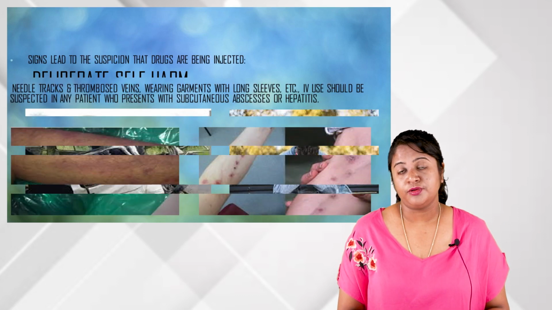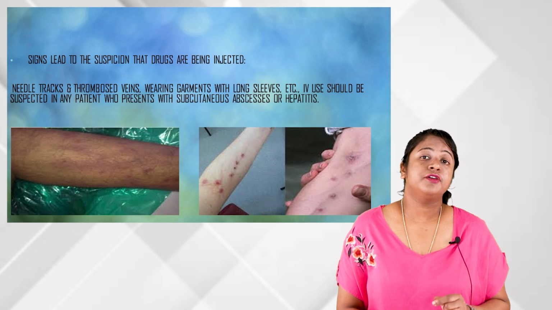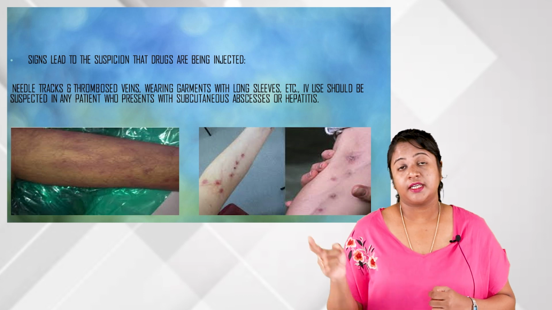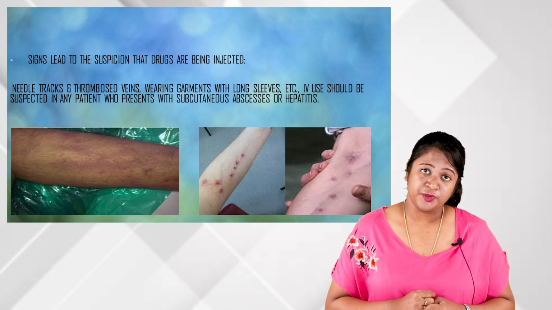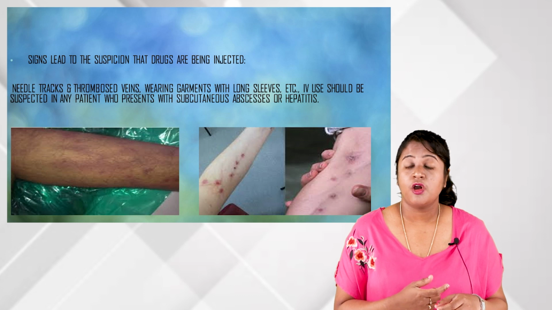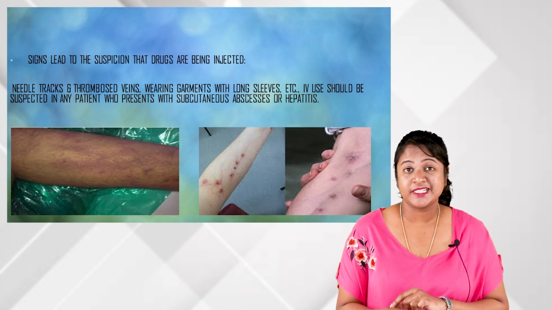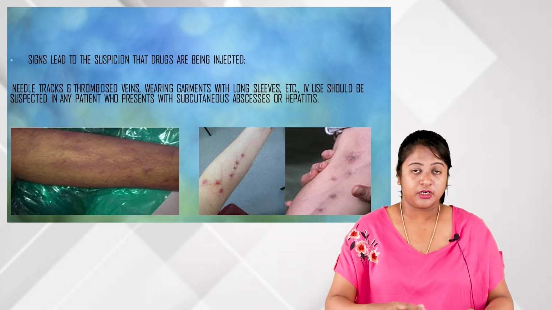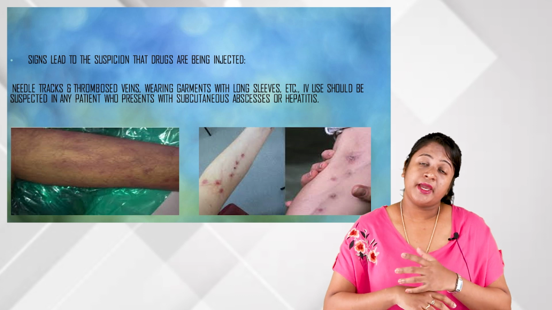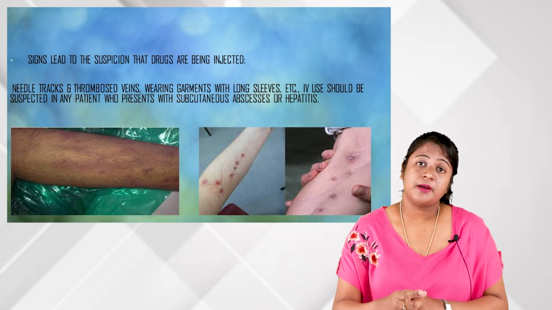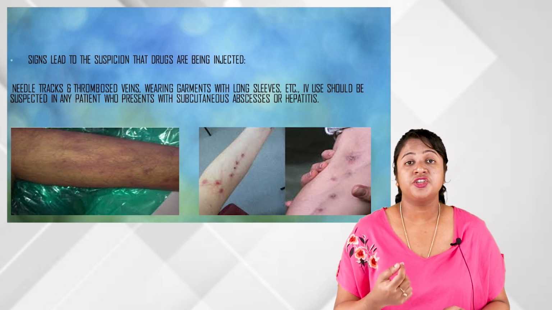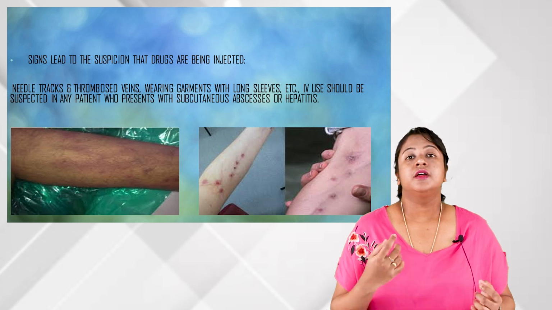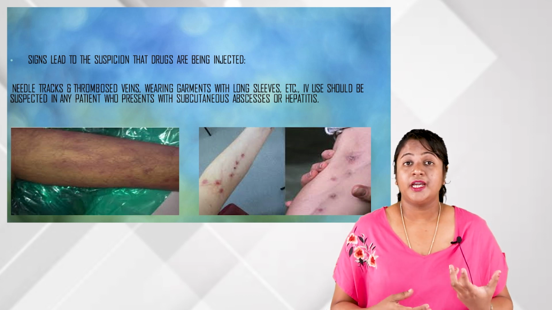So how would you find out? You're going to look out for signs which can make you suspicious that he is having other drug abuses, like needle tracks or any kind of thrombophlebitis in the veins. If the client is wearing a long garment, a long-sleeved dress or shirt, it may give us an idea that he is having some problem related to the puncture or the vein. It can be thrombophlebitis or infiltration, subcutaneous abscess, or any kind of hepatitis.